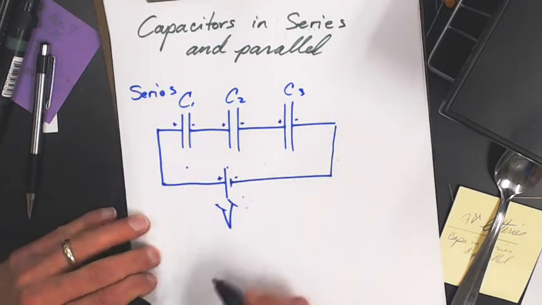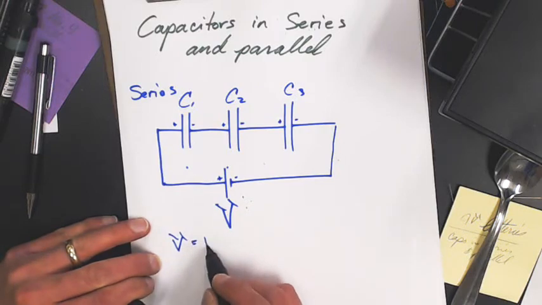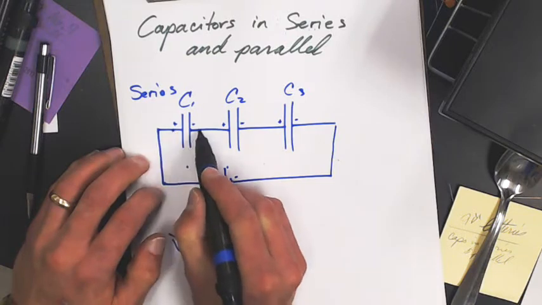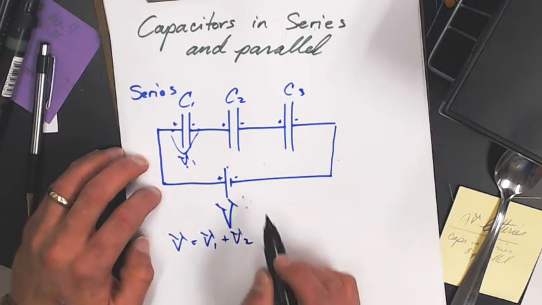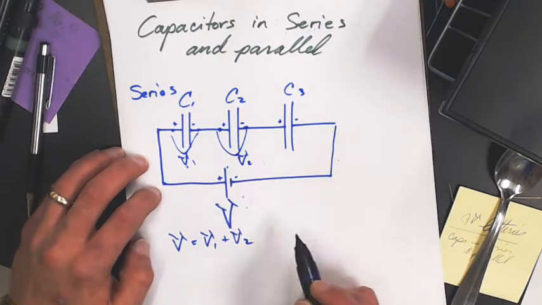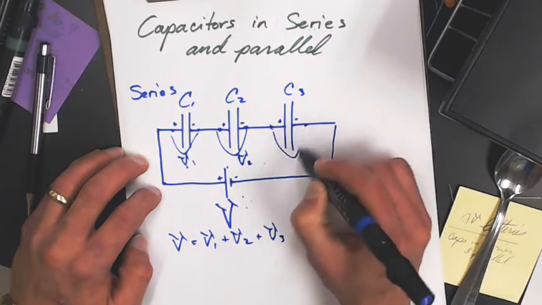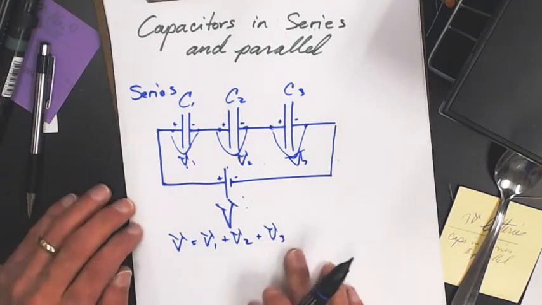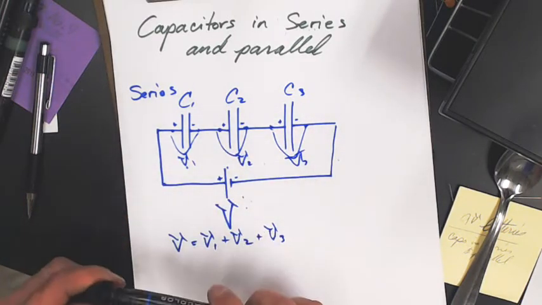So as I move around, my total potential has to be the potential across number 1, because I've got some potential across here, plus the potential across 2, going from here to here, that's V2, and then the potential across 3 from there to there. All of those potentials have to add up. I went around the circuit, I've got to use that energy up somewhere.